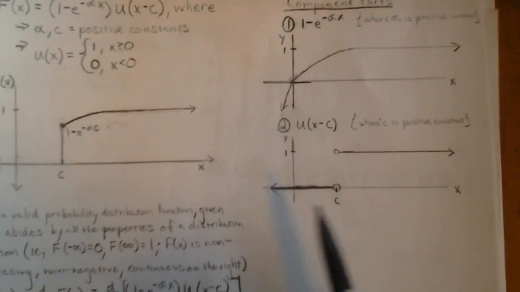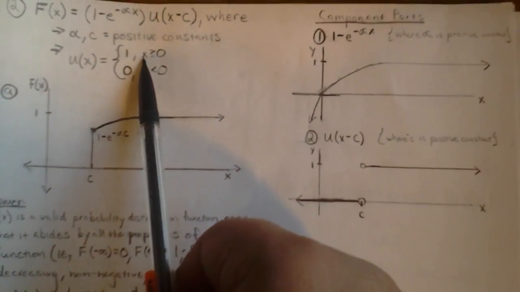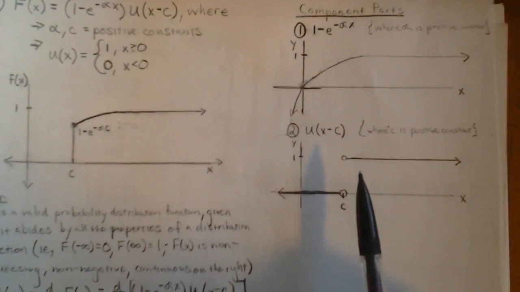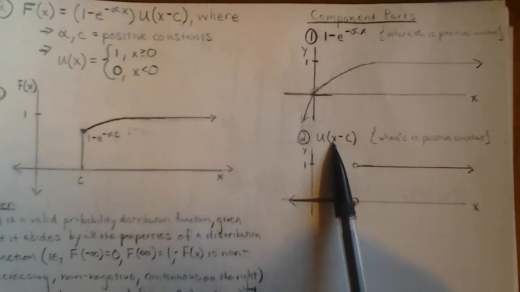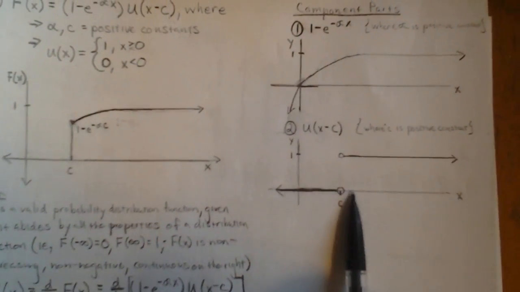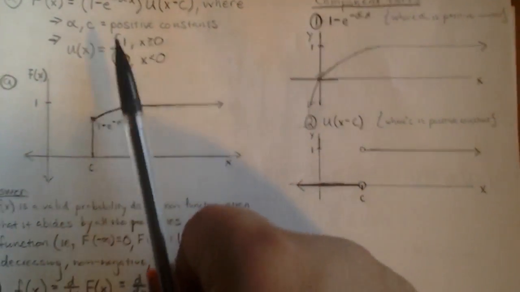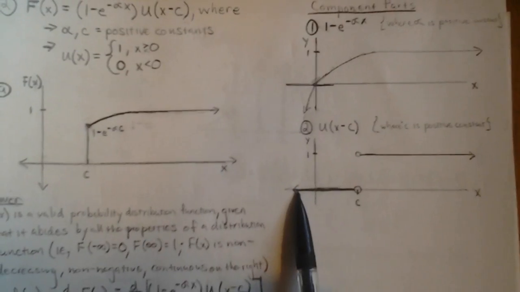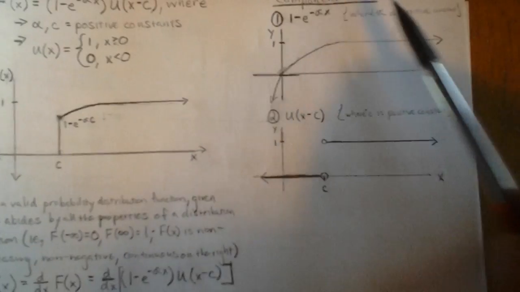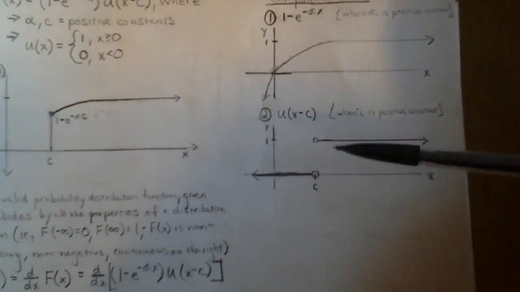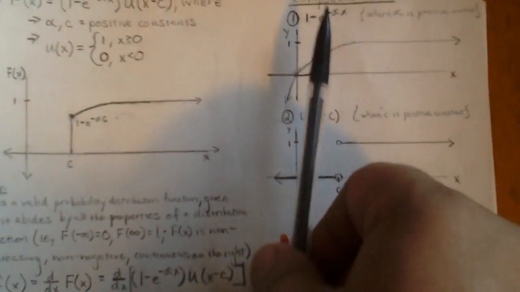Our unit step function, on the other hand, is basically, according to this, only defined when x is greater than 0, which in this case means when x is equal to c. So once we hit the value of c, the unit step function is defined as 1, and before c is defined as 0. Now, if we take the product of these two terms, looking at these two graphs, we can see that values below c will cancel out.